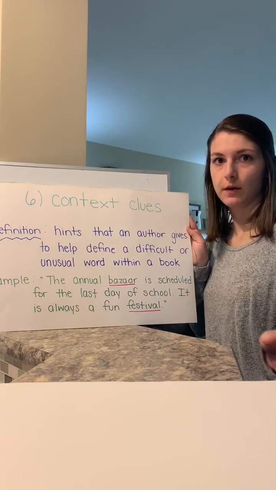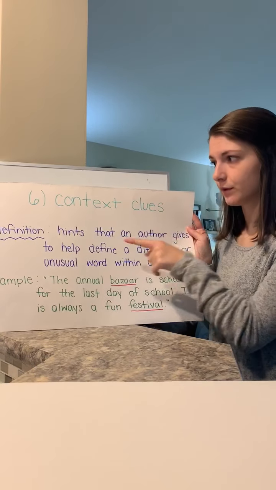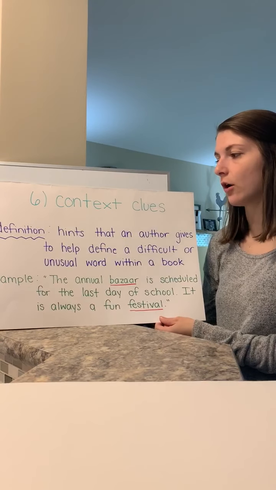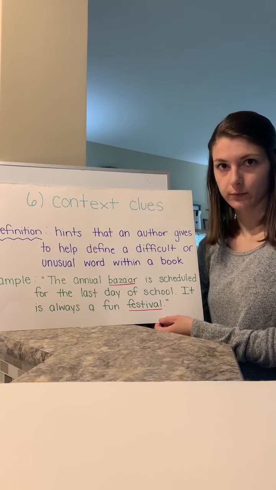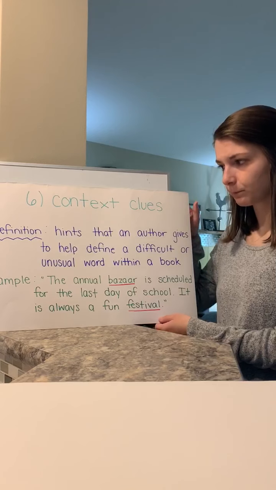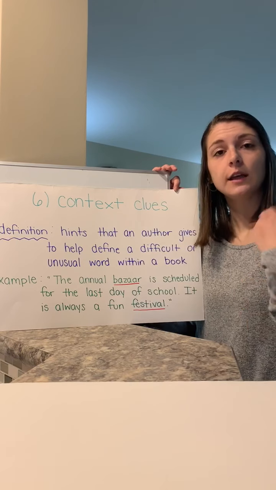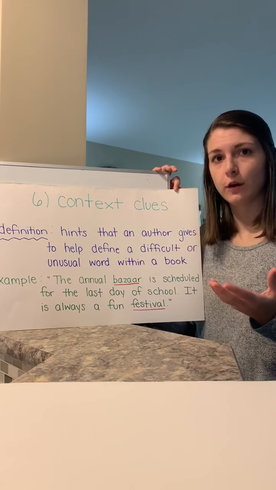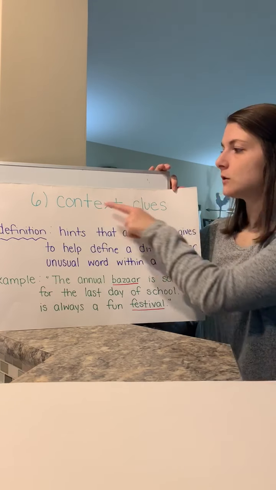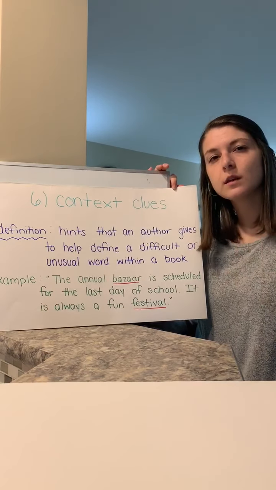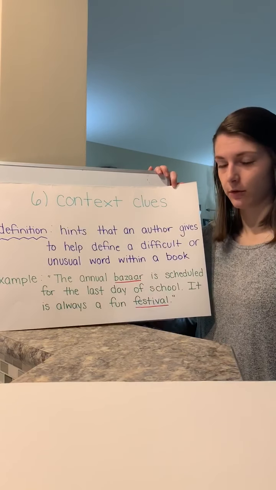And our last term that we have that's very important for the Keystone exams are context clues. So the definition, these are hints that an author gives to help define difficult or unusual words within a book, okay, or a story. Now, context clues can tell us maybe if there's a word that you have never heard of. It could help you figure out what it is, but it could also help you figure out other elements of the story that you may not know, like the setting, the characters. So your context clues is kind of what surrounds the word that you don't know to kind of help you figure it out. So here's an example of that.